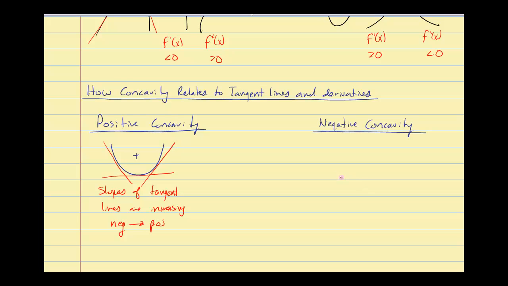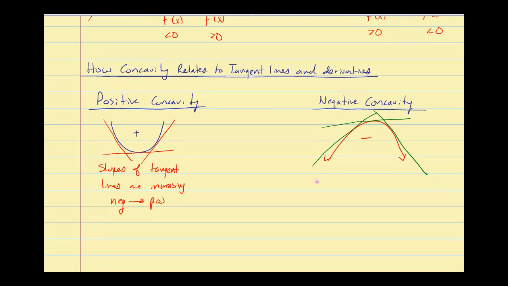In the case where we have negative concavity, and again, a nice parabola opening down always works well for that one, the slopes of my tangent lines are going from positive to negative. Again, I have that 0 in between. I don't necessarily have to have that, but I do in this case. So in this case, the slopes of tangent lines are decreasing, meaning we are moving from positive to negative.